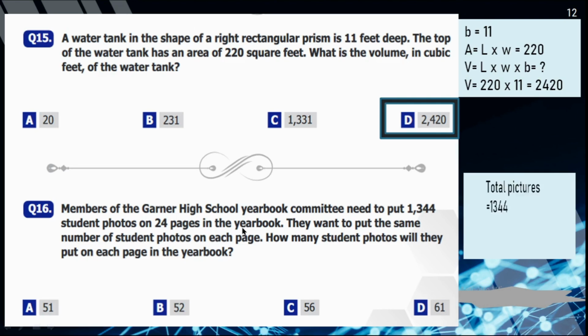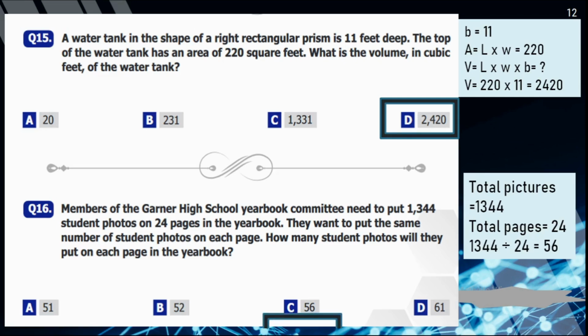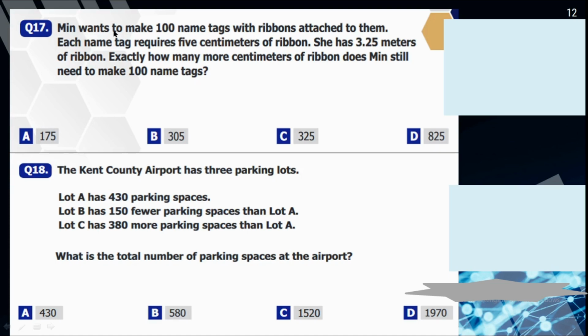So here the total number of pictures is 1344 and the total number of pages is 24. So it's a simple question of division, but I can't make a sum of division over here because that is a separate concept. So you just need to make division, how to divide it. So if we divide 1344 by 24, the answer will be 56. That is our option C.